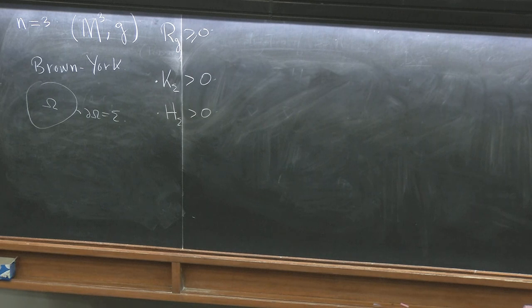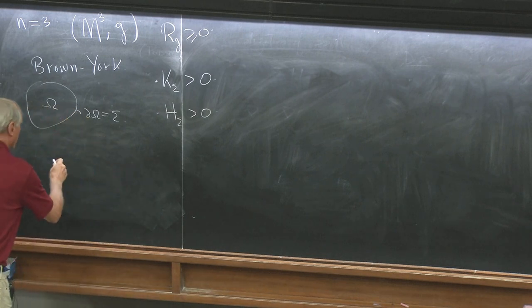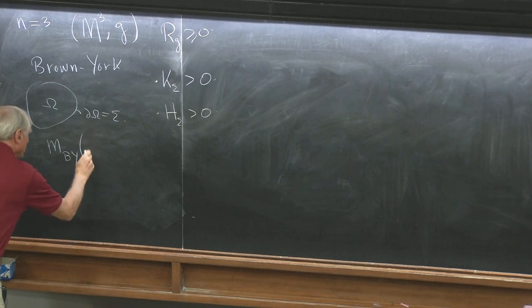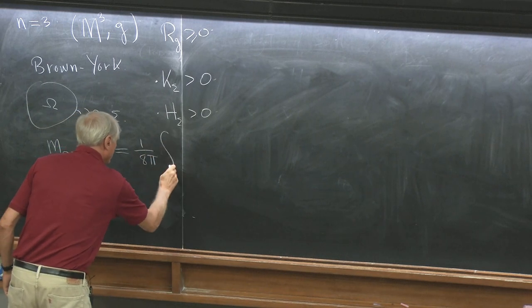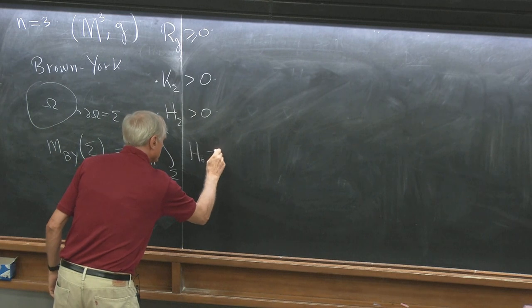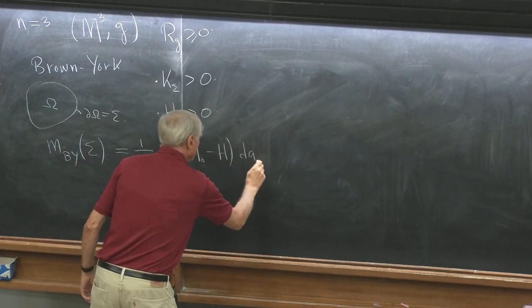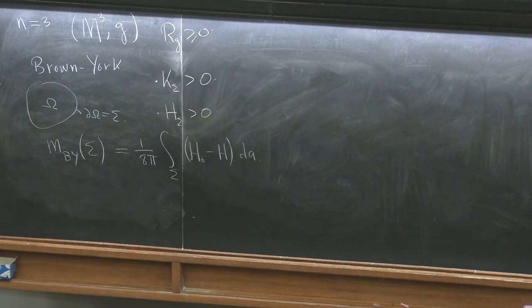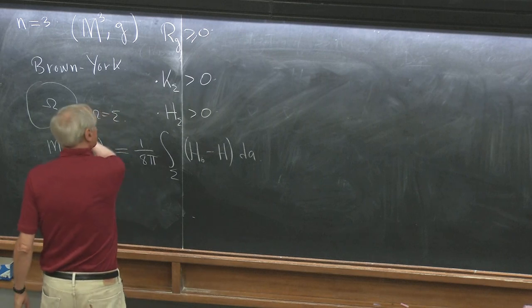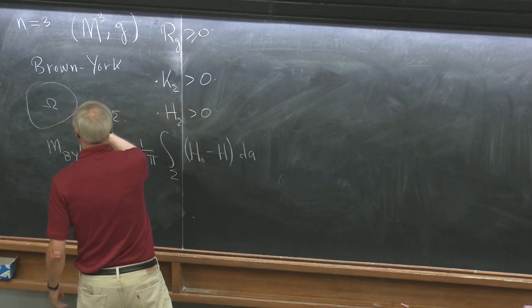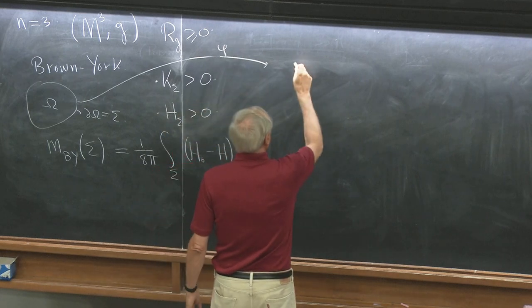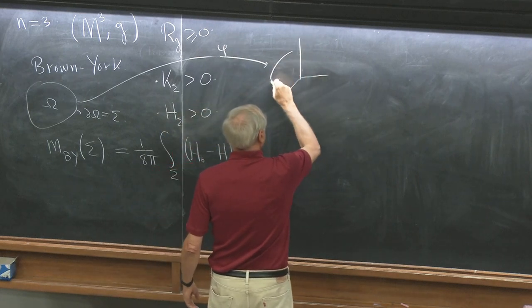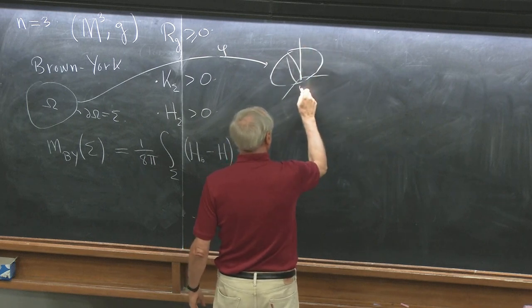in this convention. And under these conditions, there was a very beautiful quasi-local mass quantity, which we called M_BY. It's a function of sigma, well, really it's a function of omega, but really of the boundary geometry. And what it is is 1 over 8 pi times the integral over sigma of H0, which is a comparison mean curvature, minus H, integrated with respect to the area element on sigma. And the H0 is gotten by isometrically embedding sigma into R3. So I have my region in the curved spacetime, and I can isometrically embed the boundary by some map phi into R3. And what I get is a convex body, a convex surface in R3. This is phi of sigma.